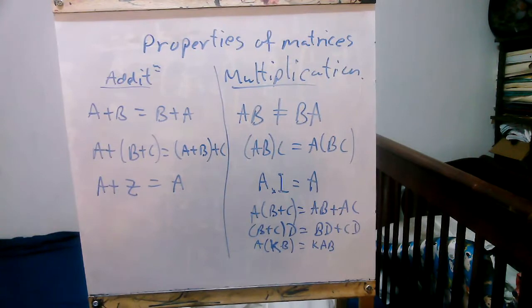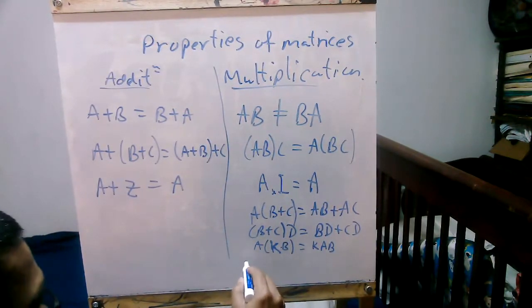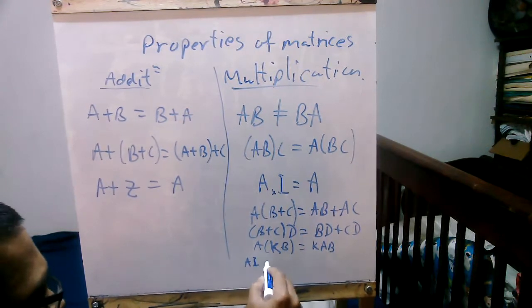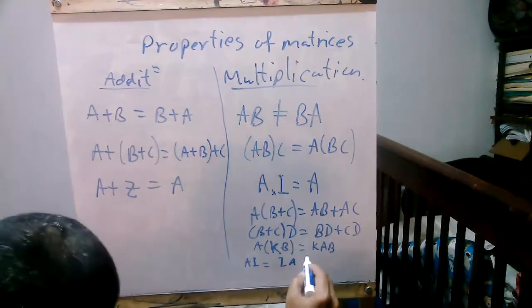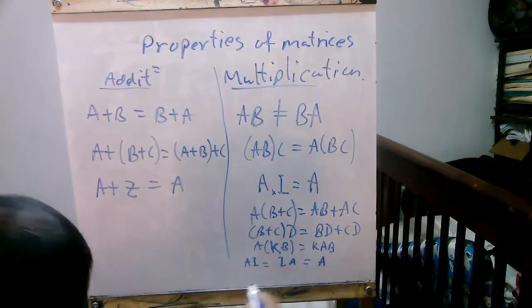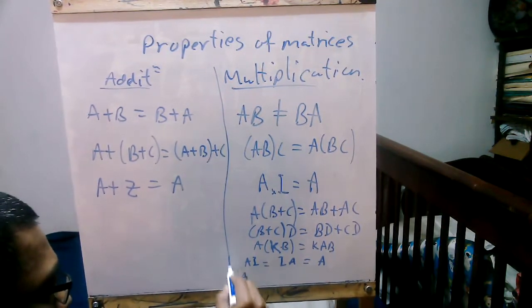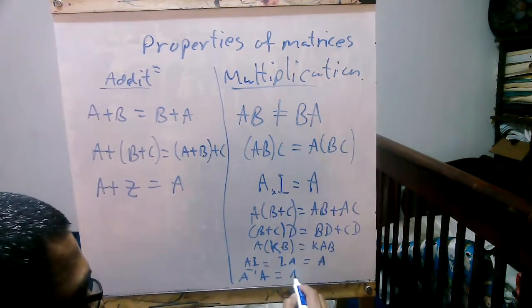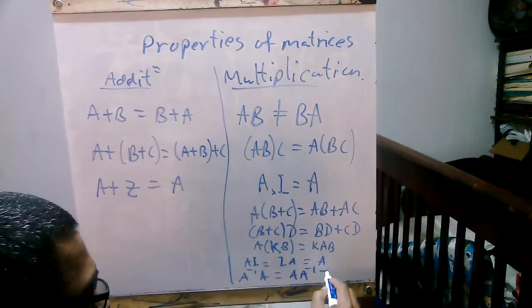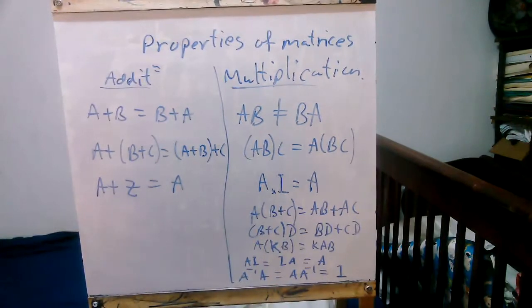What else? Okay, AI, the last thing we did, AI and IA. AI equals IA equals A, and A inverse A equals A A inverse equals I. Right? Those are the properties.